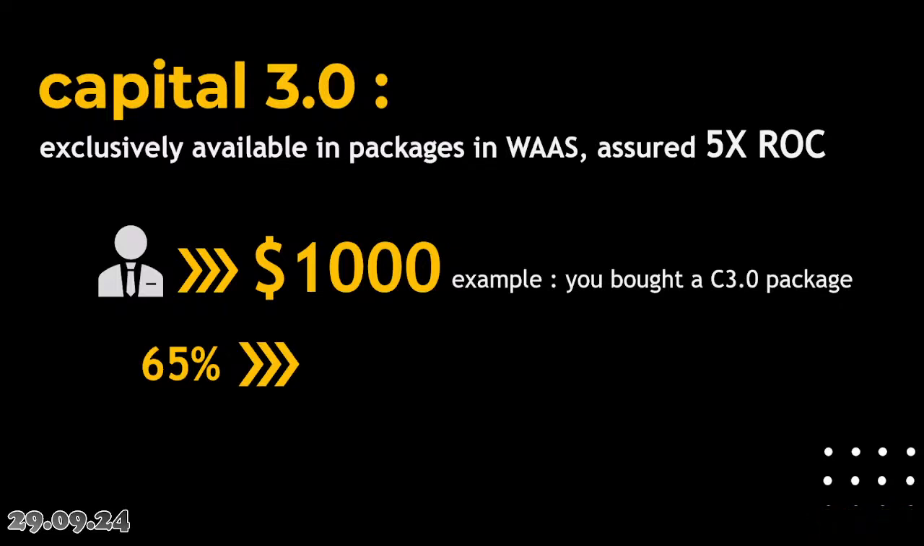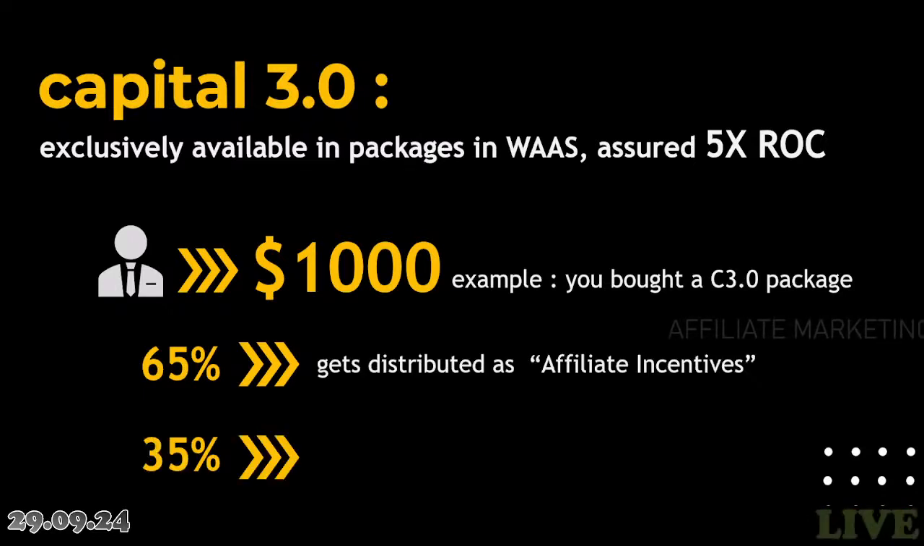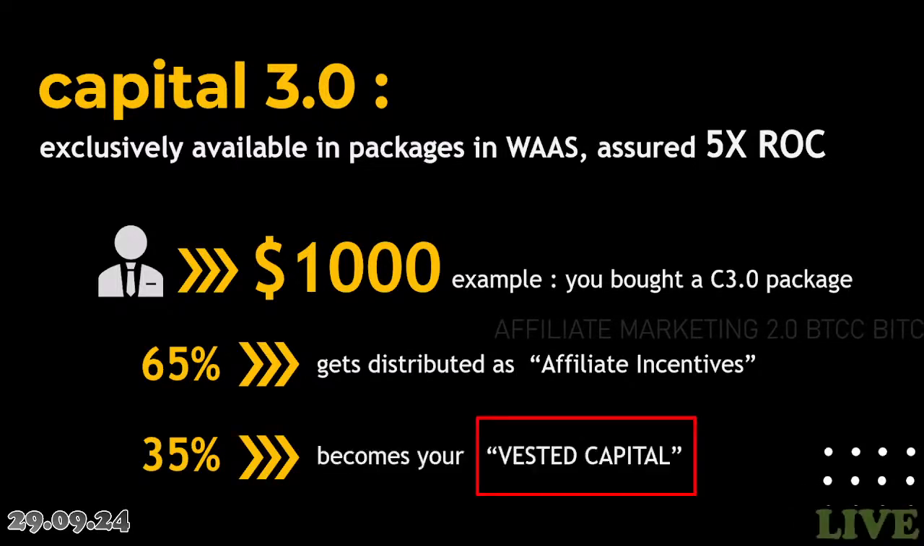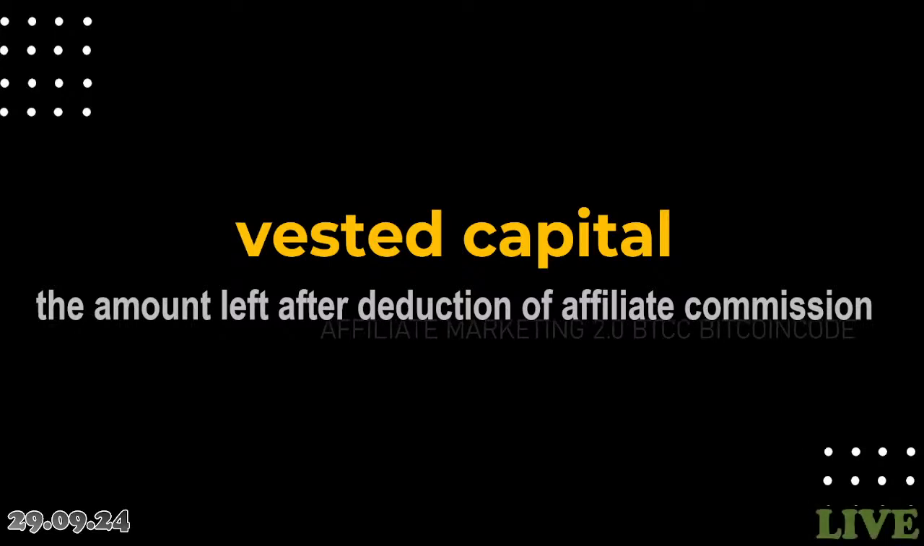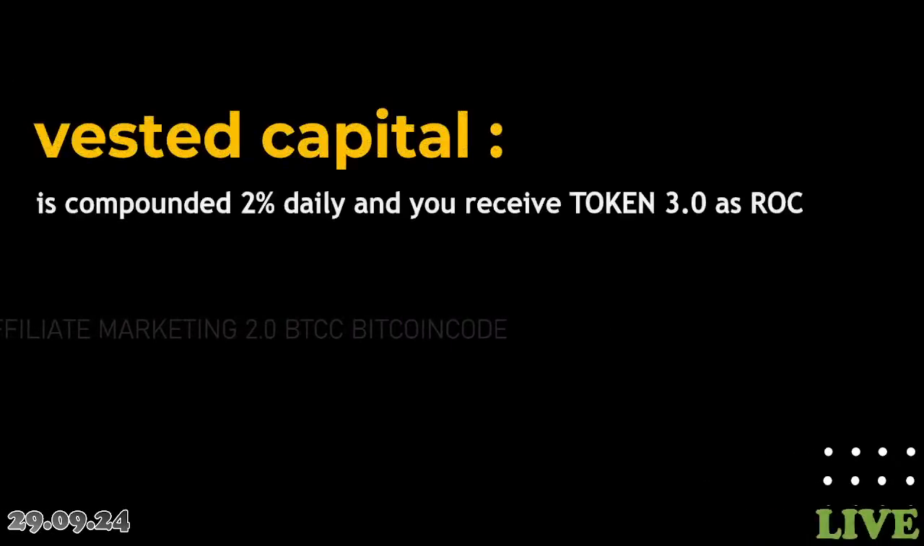But as we speak in terms of investments, we are a part of affiliate model. So 65% goes to the affiliate incentives. What we are left with is 35%. And this 35% in fact becomes the vested capital. This vested capital is going to be utilized for compounding. And in a way, we will be able to put whatever we have compounded into the seed fundings.